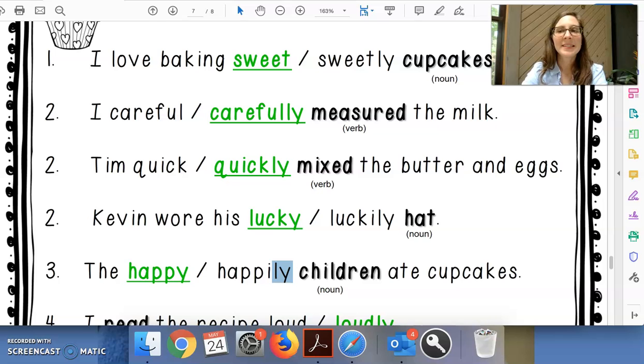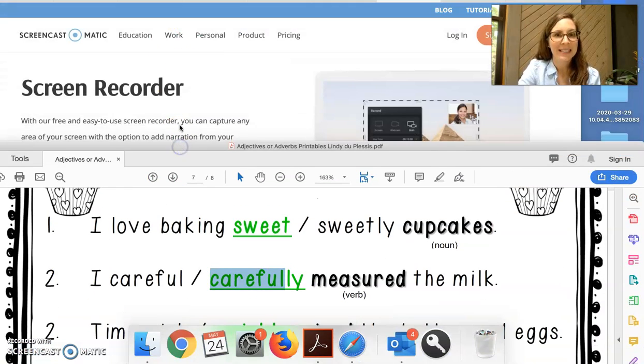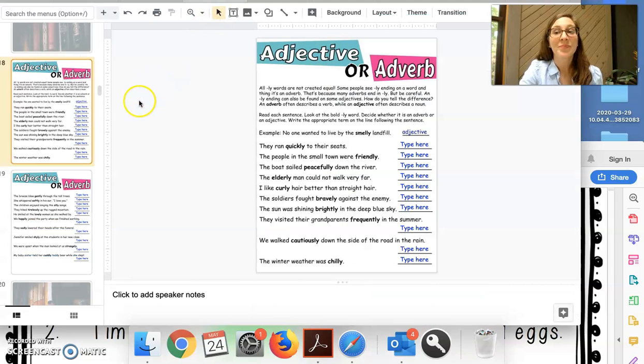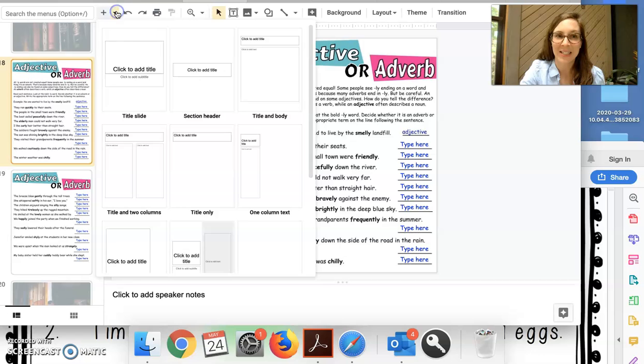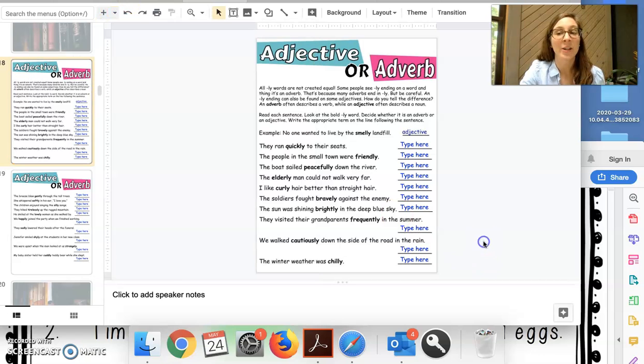So again, in all of those examples we were looking at, are we describing the noun, which means we use adjectives, or are we describing the verbs, which means we use adverbs? And in all of these examples, we added an ly to an adjective to make it into an adverb. But your activity today on your worksheet is actually checking to see if you really understand the difference between an adjective and an adverb, because there are some adjectives that end in ly. So it's a little tricky.